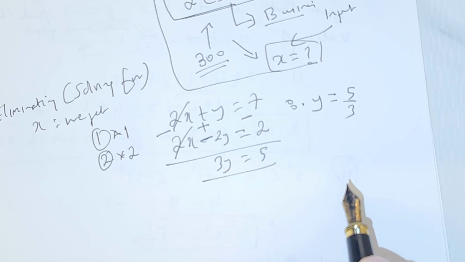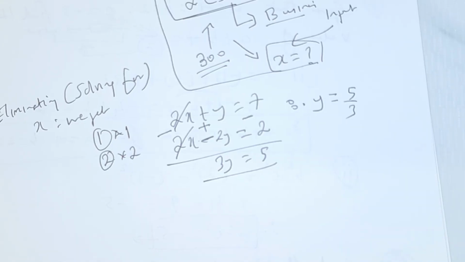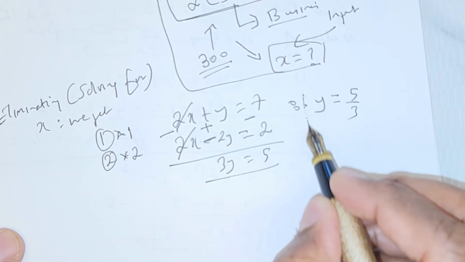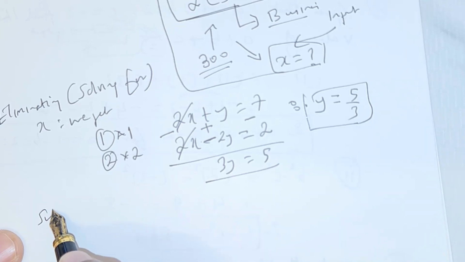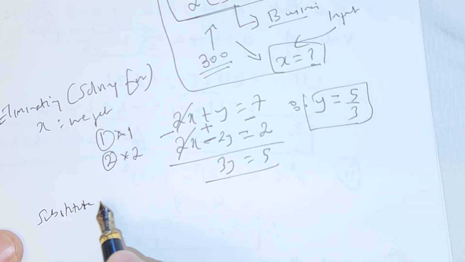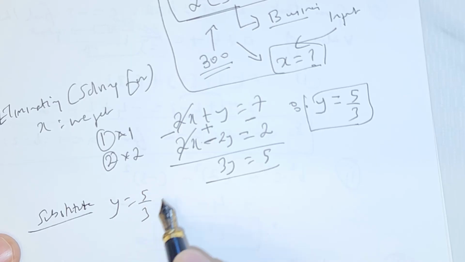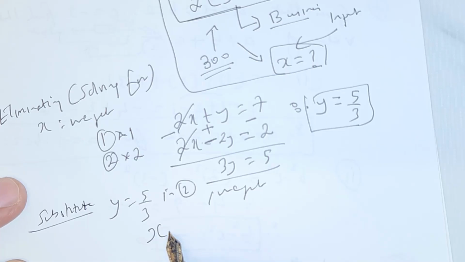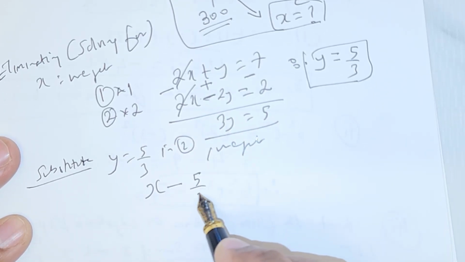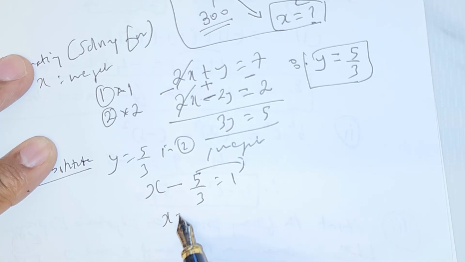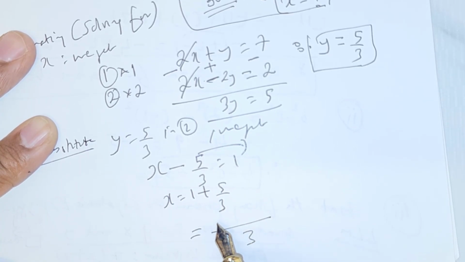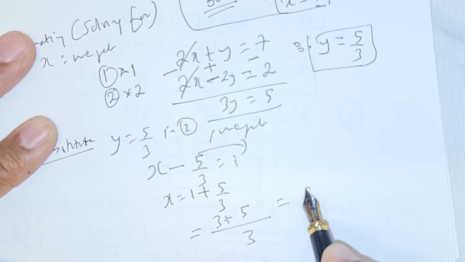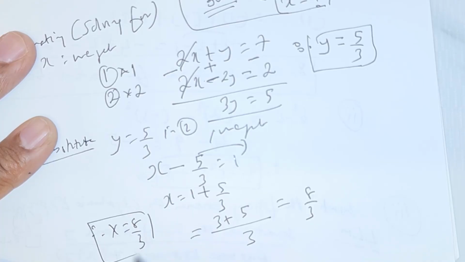Now after you got the value of y, I'm going to substitute y = 5/3 into equation 2. So this is going to be x - 5/3 = 1. You move this to the other side, you get x = 1 + 5/3. The LCM is 3. 3 into 1 is 3, added with 5, you get 8 over 3. So therefore x is equal to 8 over 3.